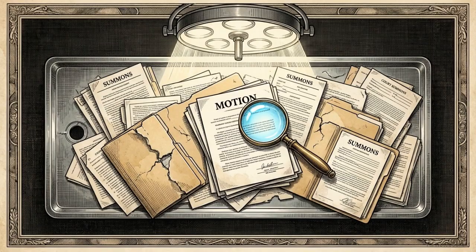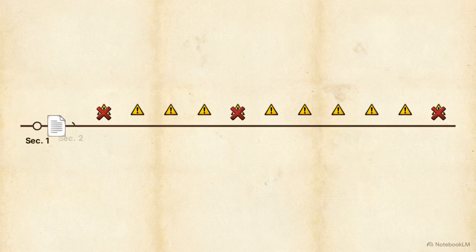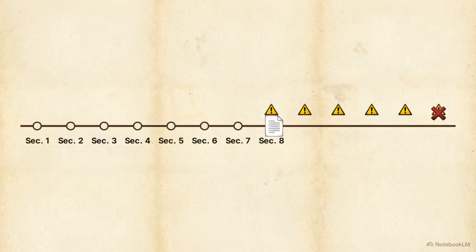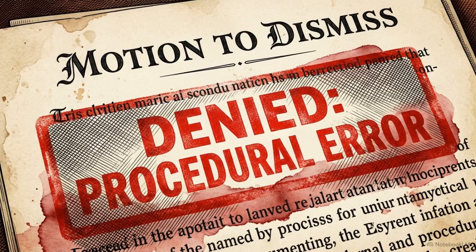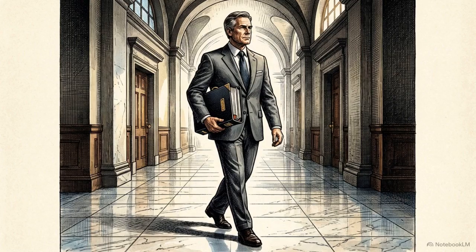We are going to conduct a forensic audit of a collapsed civil case. We will trace its failure chronologically through the 13 sections of Rule 15. Mastering these hyper-technical traps is no longer optional. It is the only way to survive the modern litigation minefield and pass the bar.